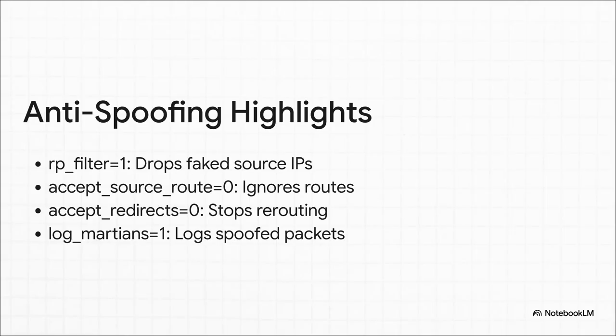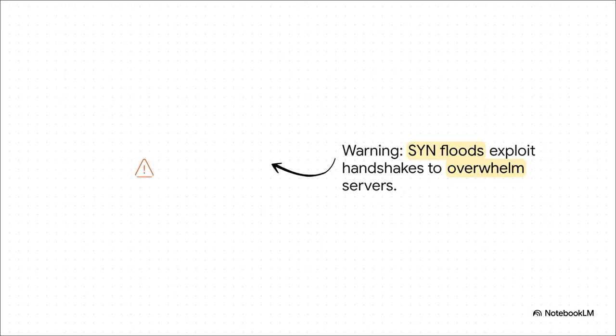So let's look at the anti-spoofing parameters. These act as the drawbridge to the fortress, making sure only traffic with legitimate, validated origins can approach. By setting rp_filter to 1, we turn on strict reverse path filtering. It just instantly drops incoming packets if their source IP looks faked. Setting accept_source_route and accept_redirects to 0 guarantees that malicious actors cannot dictate how your traffic is routed. And toggling log_martians to 1 ensures any mathematically impossible packets are logged right to your intrusion detection systems for analysis. But what happens when the enemy just tries to flood the moat?